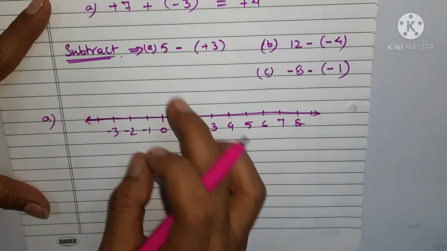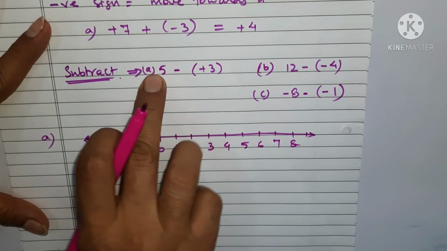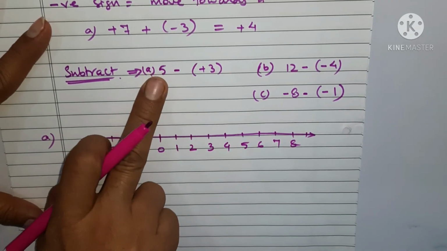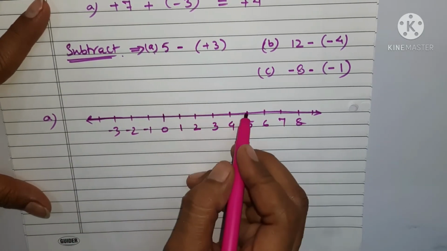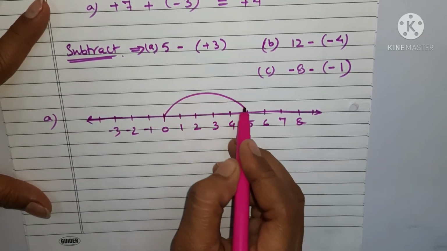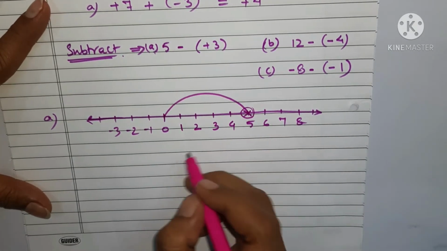What you are going to do, you will just check what is the very first number. So it is plus 5. You can see the sign is not there, it means it is plus. It is understood that it is plus. So you are going to move from 0 to 5. That means you will move from here to here. Okay, this is 5.